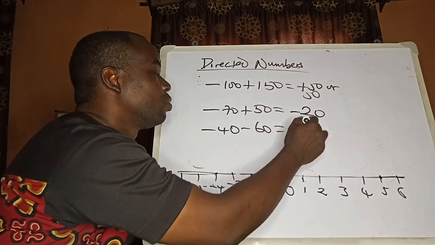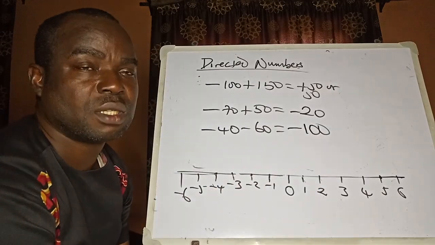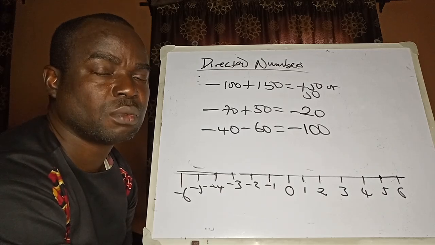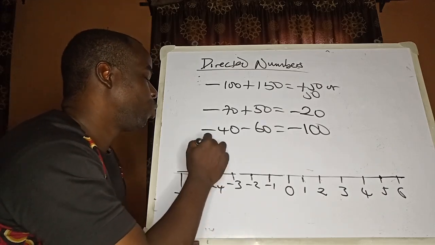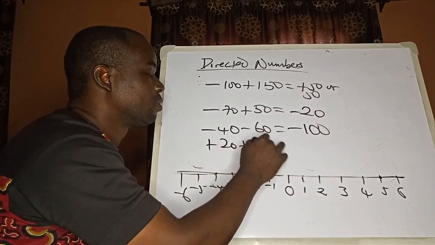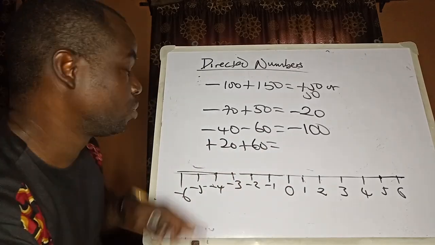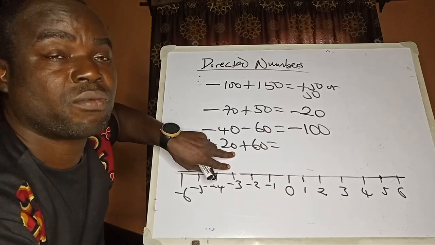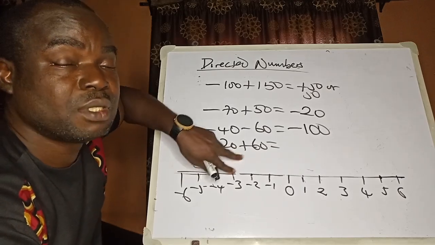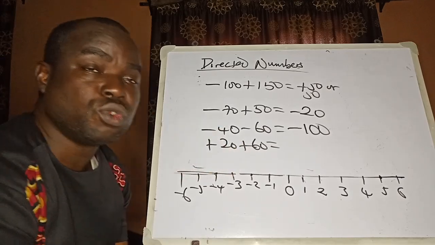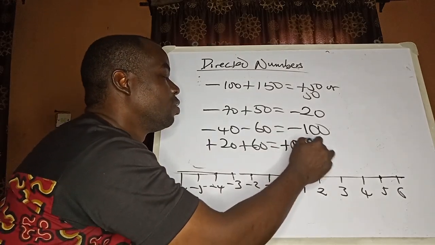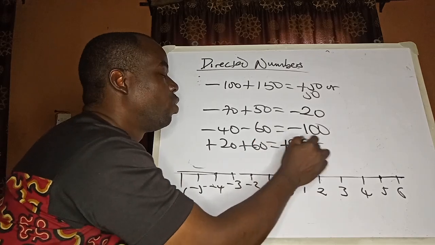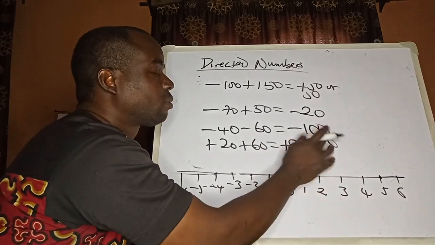So the answer is minus 100. Are you following now? Because you're owing 100 naira. Now, let us do this one. Plus 20 plus 60. This one is very simple now. You have 20 naira, which is plus, and you also have 60 naira, which is plus. How much do you have in your pocket now? You have 80 naira. So the answer is plus 80, or simply 80.